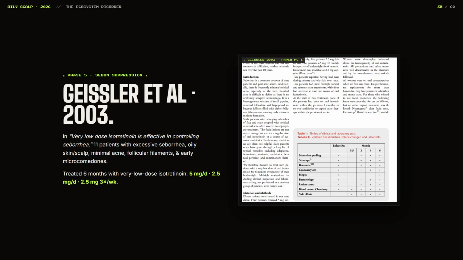According to Geisler and colleagues in the 2003 paper titled, "Very low-dose isotretinoin is effective in controlling seborrhea," the author studied 11 patients with excessive seborrhea, coarse pored skin, minimal acne, and oily scalp hair. This is important because the study was not only about severe nodular acne, but it also included people having other conditions, specifically our oily scalp concerns.